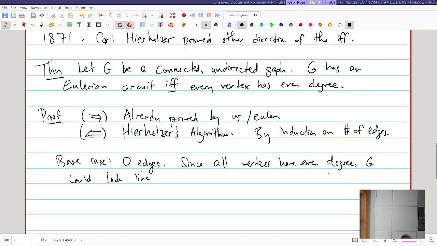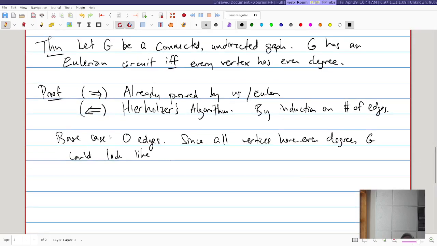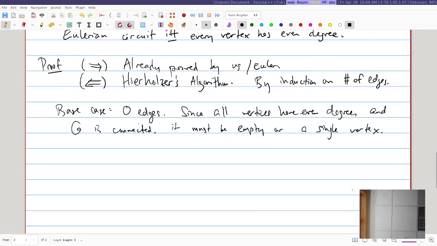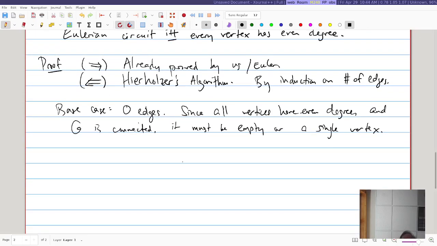okay, but G also has to be connected, right? I'll say and G is connected. Right, it must be either empty or a single vertex would be okay. But, you know, well then, does a single vertex have an Eulerian circuit? Sure. You just sit there. And you have visited all the edges by doing nothing. So, check.